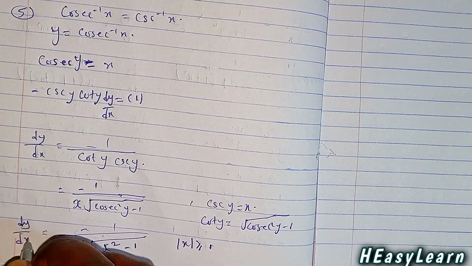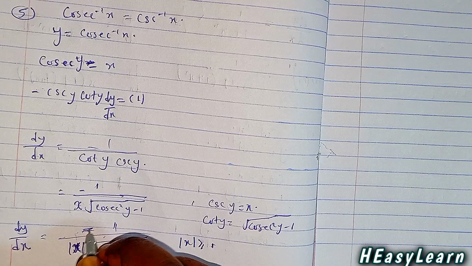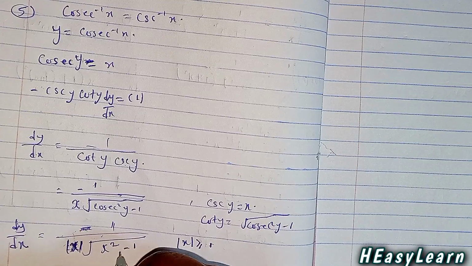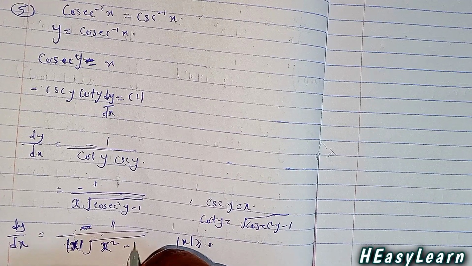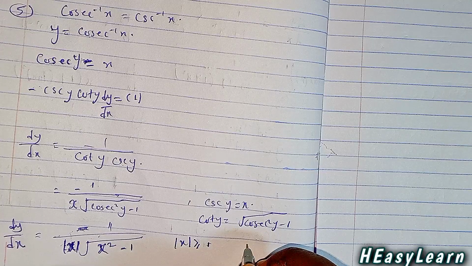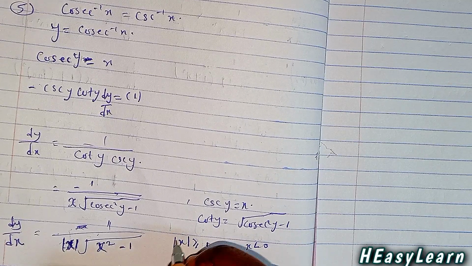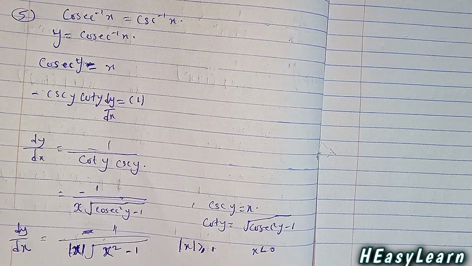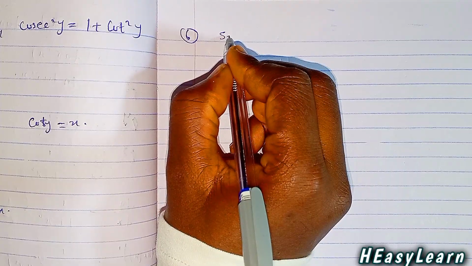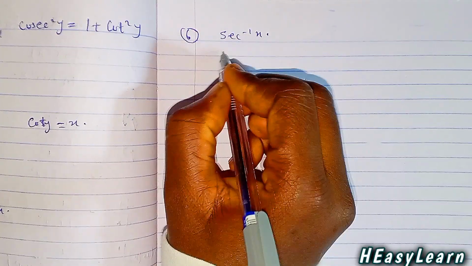So the derivative of the function is minus 1 over absolute value of x square root of x square minus 1, if x is less than 0. So absolute value of x must be bigger than or equal to 1. Next, the derivative of sec inverse of x.